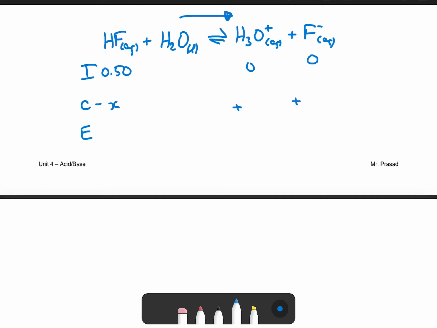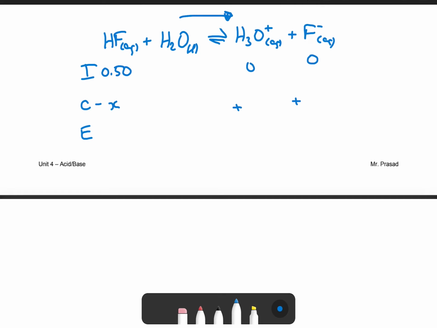The mole ratio here is 1 to 1 to 1 to 1. We don't know the amount of the shift, therefore it'll be X. I plus C is equal to E. And completing our ice table, this is what we will have. Now we need to solve for X.